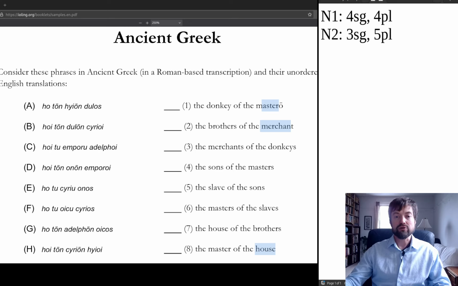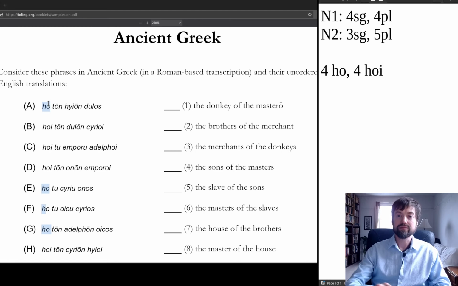Now we could be looking at the endings here. We can do our os versus oi. We could also look at these extra words here because these words seem to match the pattern of singular plural, that kind of distribution. So let's look at the ho and hoi, and the tu and the ton, and then we'll look at the endings. So we'll count them here. Okay, so here in the Greek we have 1, 2, 3, 4 ho, and then 4 hoi. So that probably matches here.